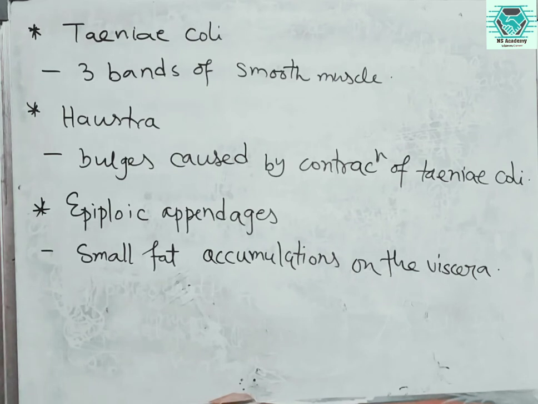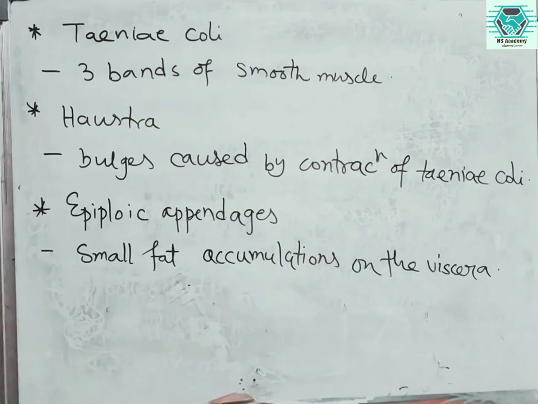So here are some important terms like tinea coli, which are the three bands of smooth muscle. Generally in the intestine the smooth muscles are present, but this band is only present in the large intestine. Haustra, which are the bulges caused by the contraction of tinea coli, and epiploic appendages, which are the small fat accumulations on the viscera. So these three things are present in large intestine, which differentiate it from small intestine.